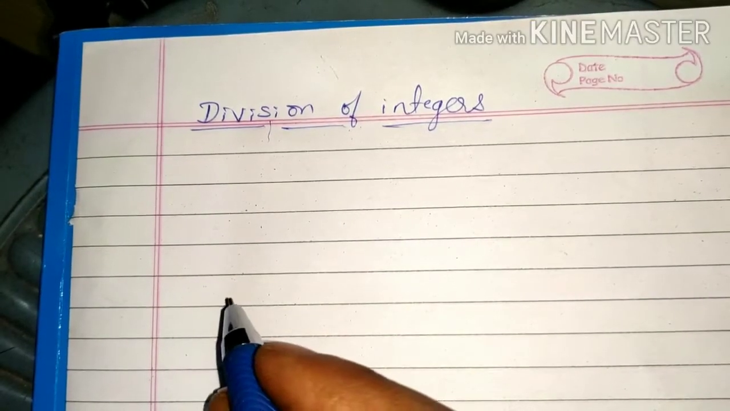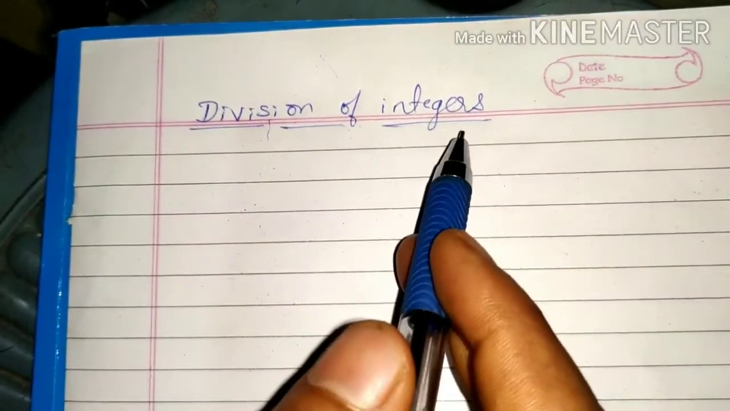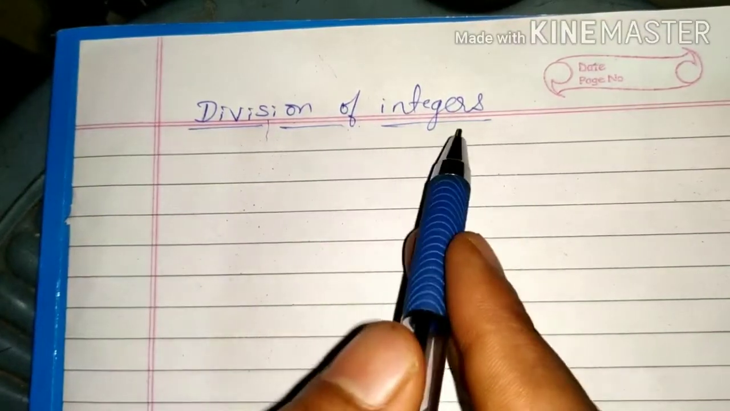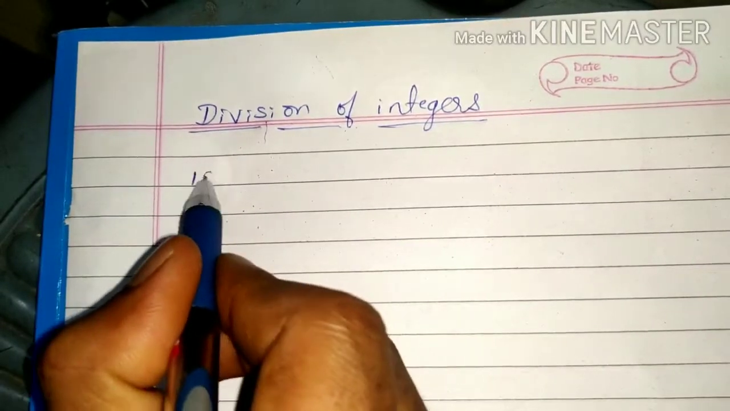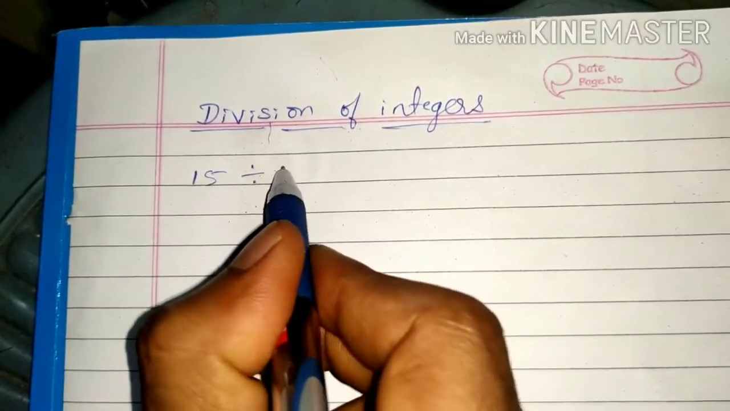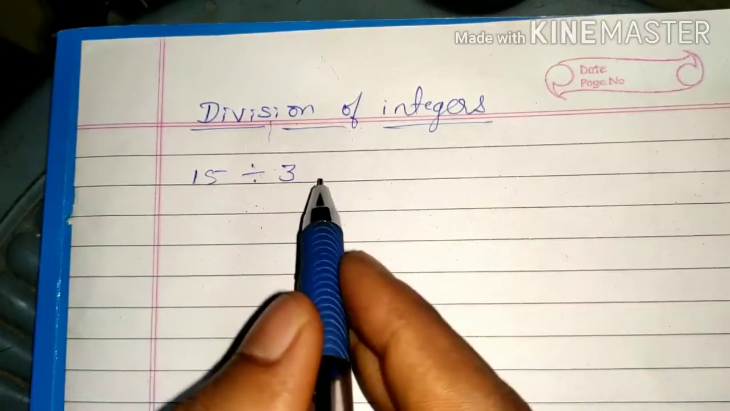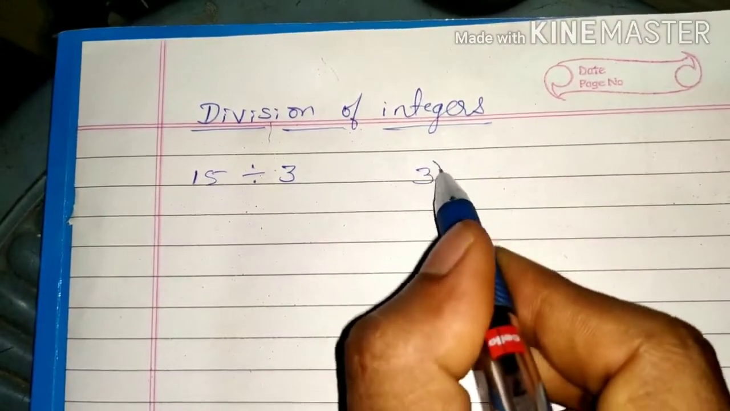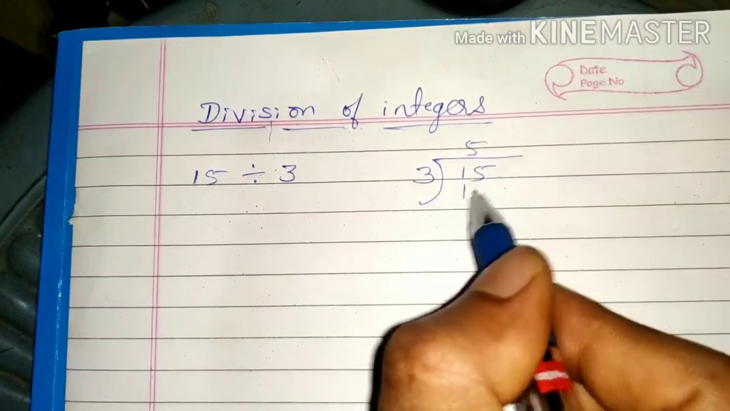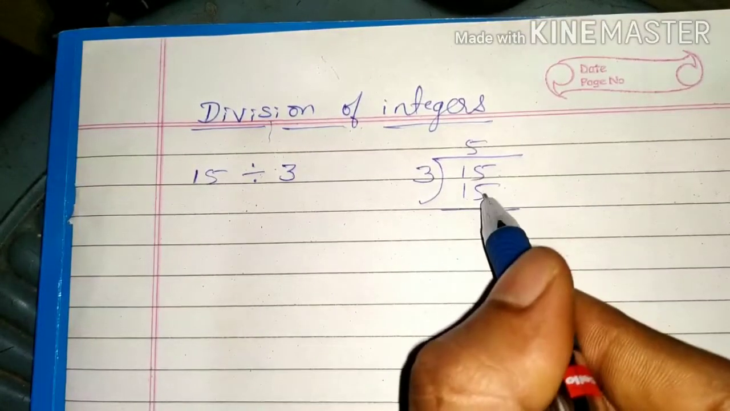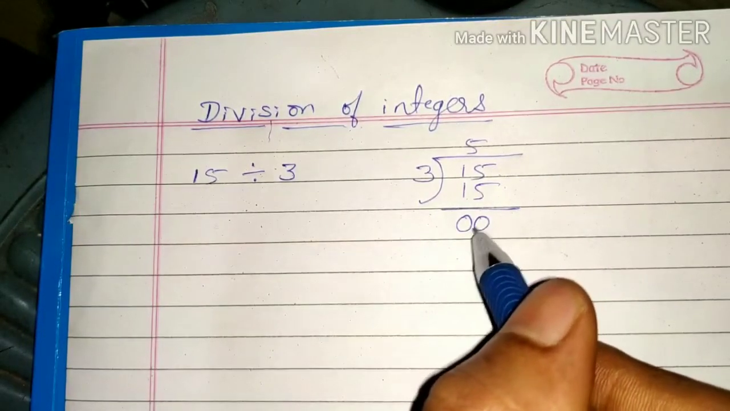In this video we shall discuss the last concept of the first chapter, that is division of integers. Before going to division of integers, let us see how we divide whole numbers. For example, 15 divided by 3. We write it like this: 3 fives are 15, and we subtract: 5 minus 5 is 0, 1 minus 1 is 0. Whenever we get 0, the division ends.